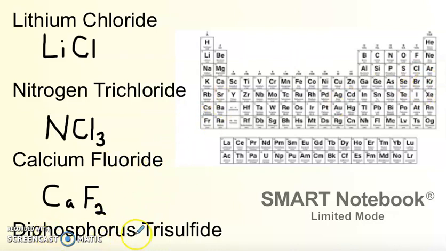Oh, here's an easy one. This is going to be covalent, diphosphorus trisulfide, phosphorus and sulfur right here. So di is going to be 2. So that would be P2. And I believe that would be 3 sulfides. So you have P2S3. And that is how you do that.